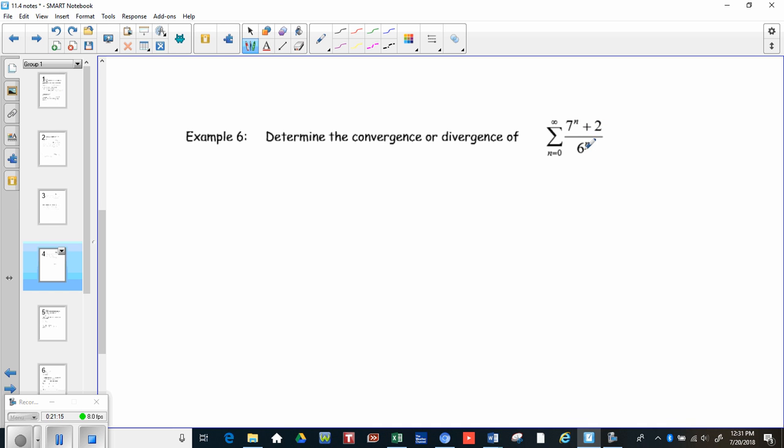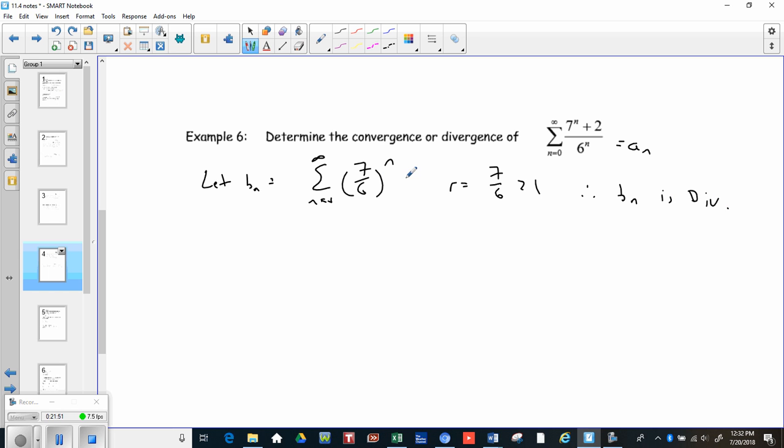7 over 6 to the n power, 7 to the n over 6 to the n. It looks like we're going to compare this thing, this a sub n. We're going to let b sub n equal 7 sixths to the n power. And that one is definitely geometric, where r is 7 sixths. We know that that is a greater value than 1. Therefore, b sub n is divergent.